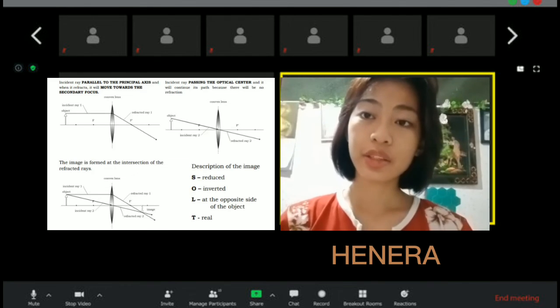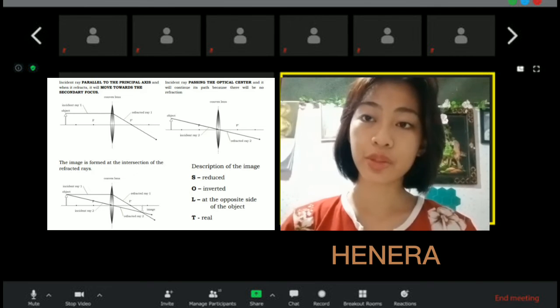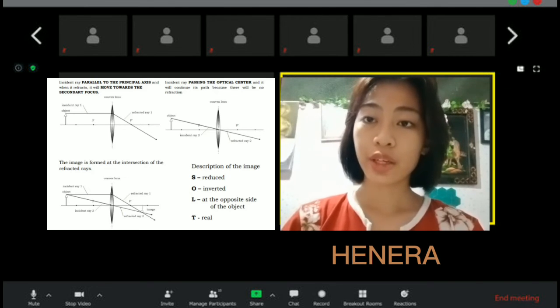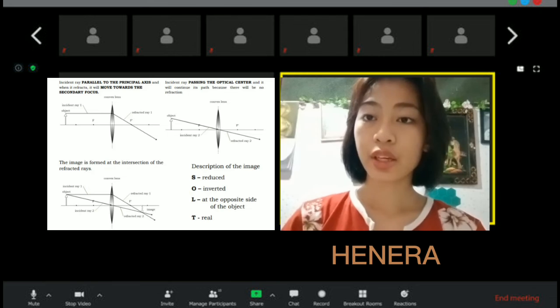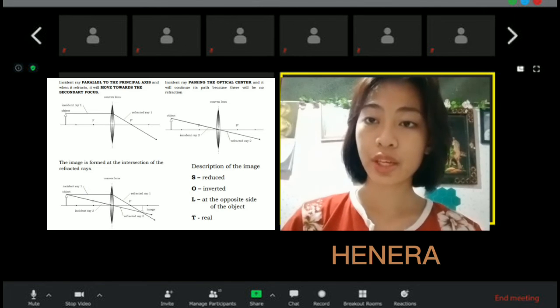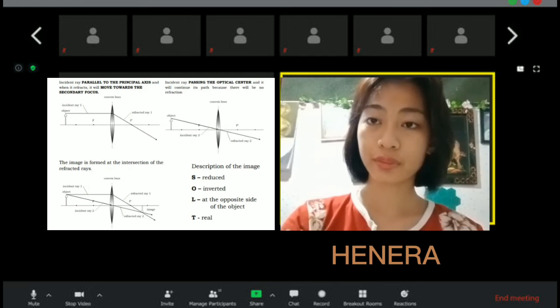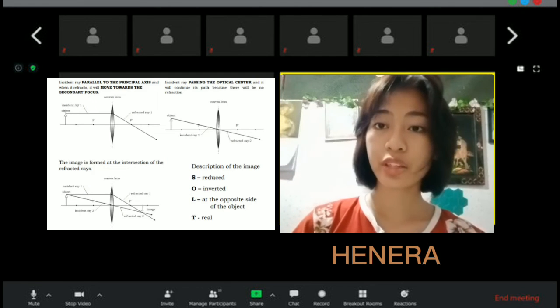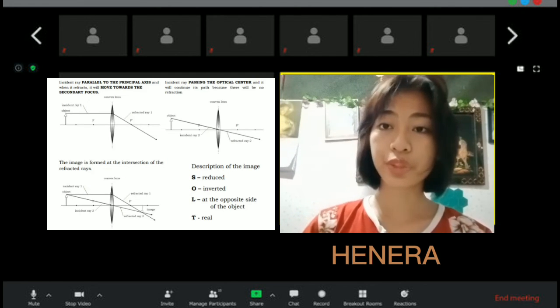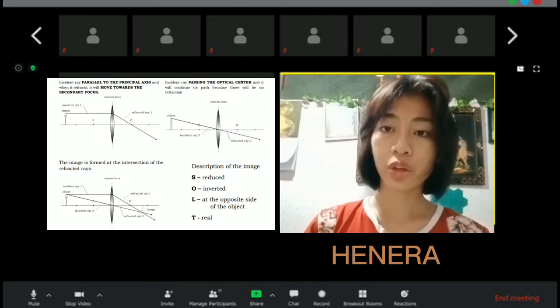Size. It describes the height of an image when compared to the object. It can be described as smaller, reduced, same size, larger, or magnified. Orientation. It describes the positioning of the image when compared to the object. It can be upright when it has the same position as the object, or inverted if otherwise.